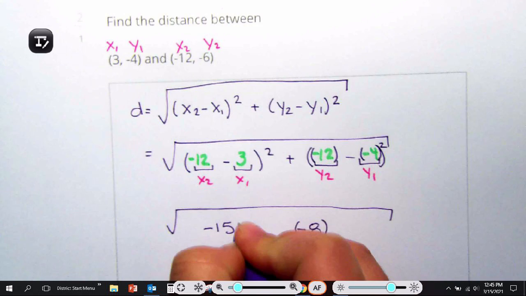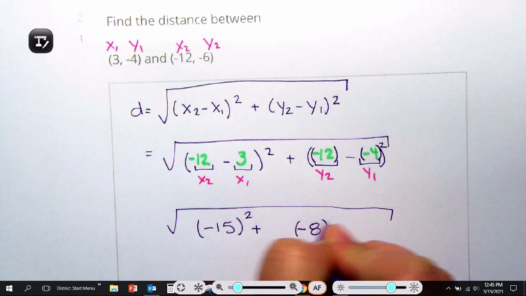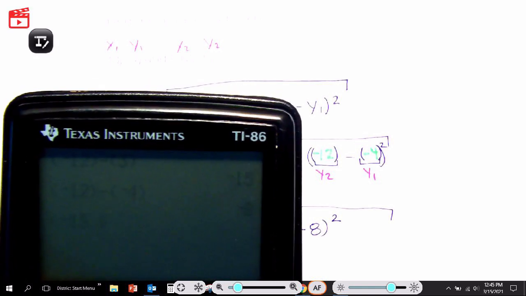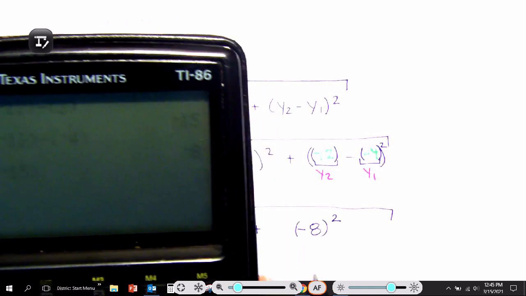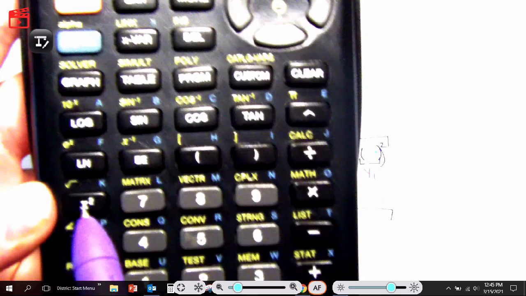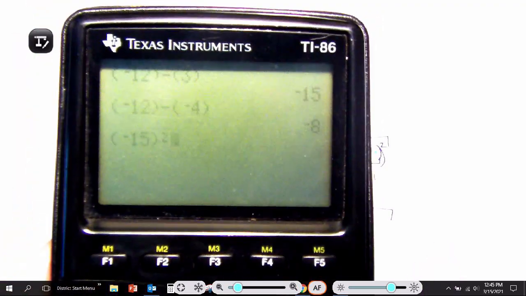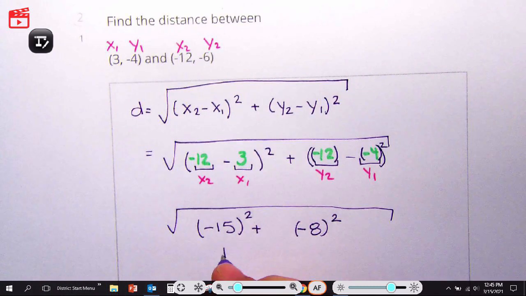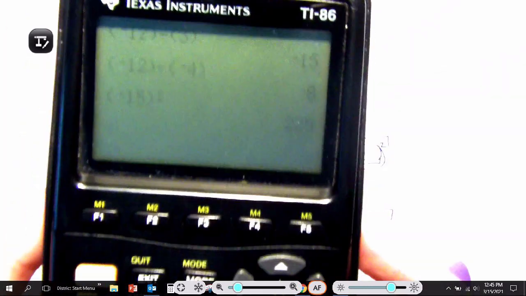Again, these are still in bubbles because we still need to square them. Once again, in a bubble, I'm going to do a negative 15. You can do it two different ways. If you have the x squared button on your calculator, pressing it will immediately give me a 2 up above. I press enter, and that gives me 225 plus.